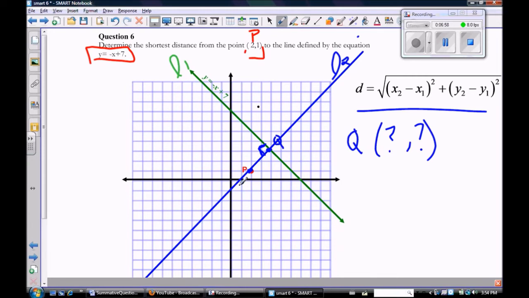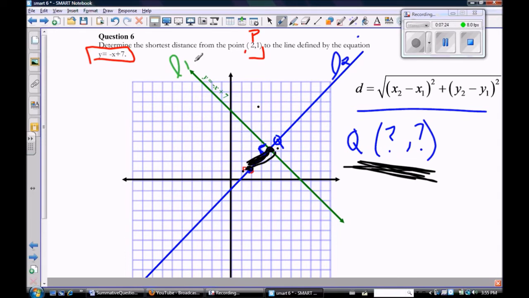So why did I need that equation? Well, don't forget, the whole point of everything was to find the distance between P and Q. Oops, this black little line here. And we'd already said to find the distance between P and Q, we're going to use this formula. But in order to use this formula, I need the coordinates of Q.